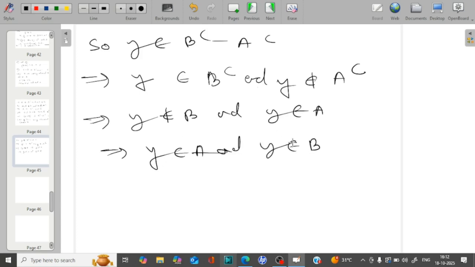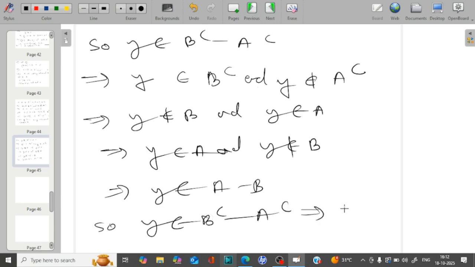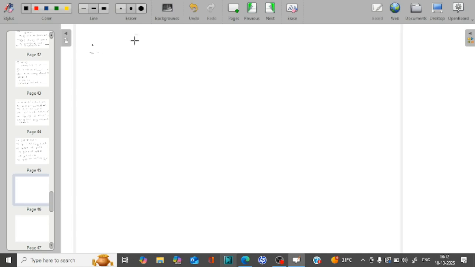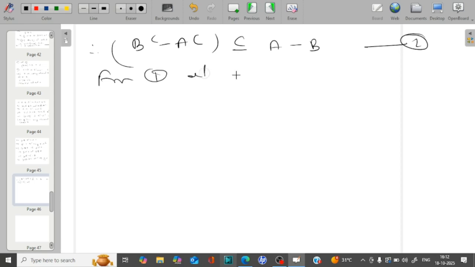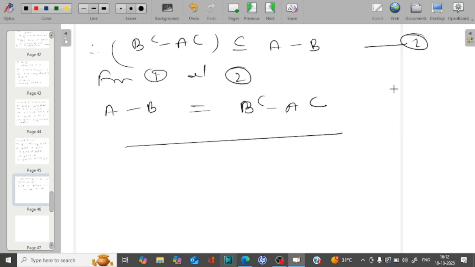We write it here with A before B, okay. A is right here before B, that implies y belongs to A difference B. So y belongs to B complementation difference A complementation implies that y belongs to A difference B, therefore B complementation minus A complementation is a subset of A difference B, okay. So from conditions 1 and 2, we can write A difference B is equal to B complementation minus A complementation. Proved here.